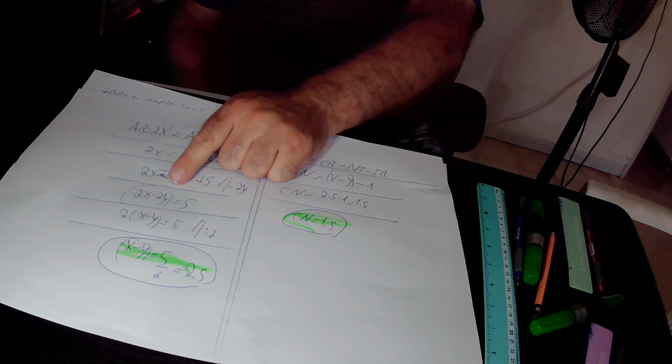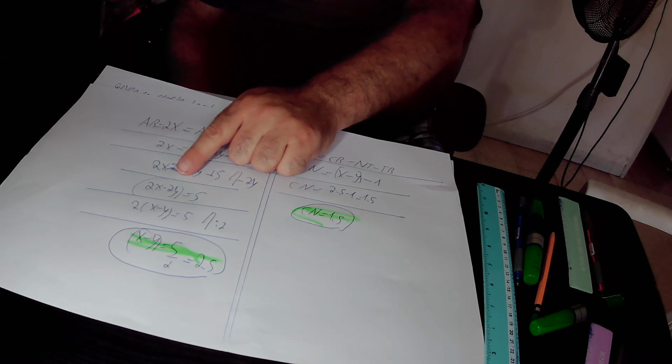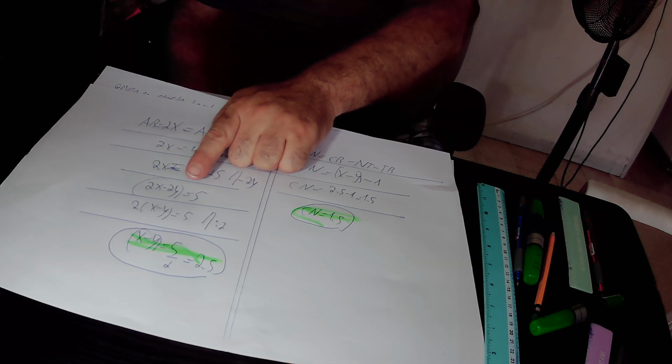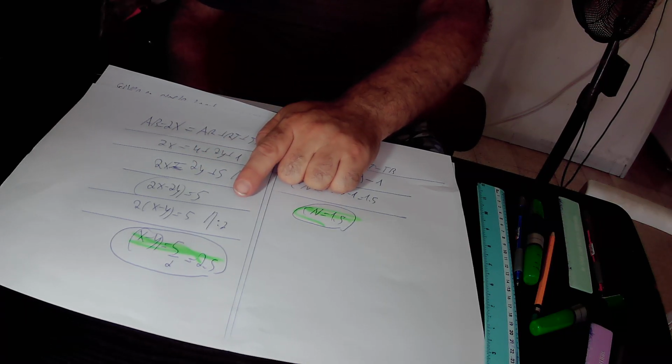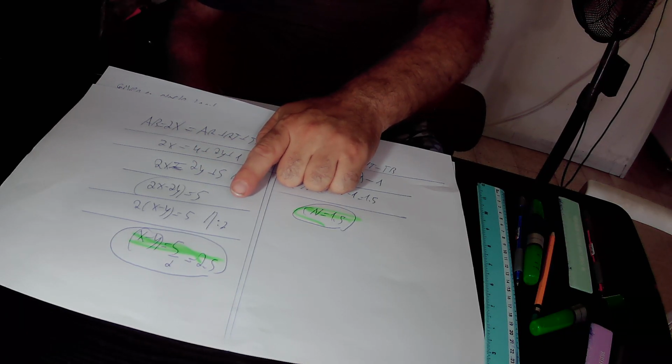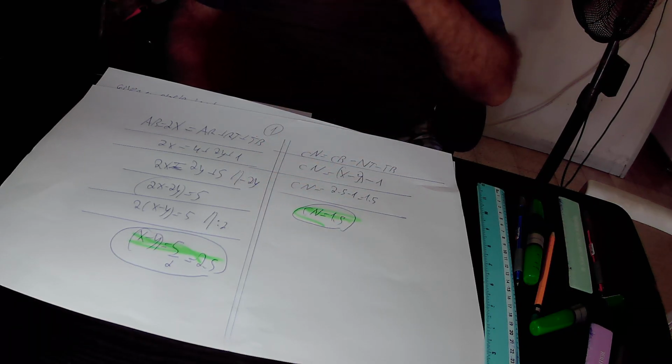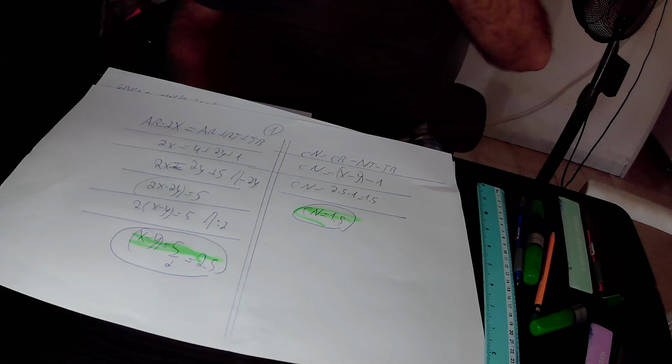Here we took 2 as a common factor from those two expressions, so inside the brackets we are left only with x minus y, so 2 times (x minus y) equals 5. Here we divided this equation by 2 and found that x minus y equals 5 over 2. 5 over 2 is 2.5. So in total we found that x minus y equals 2.5.